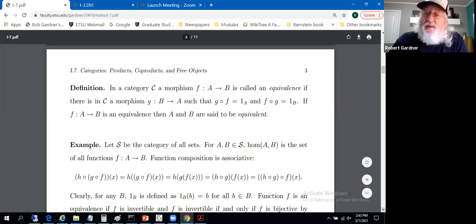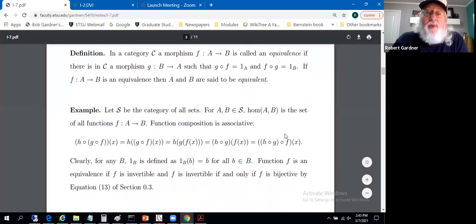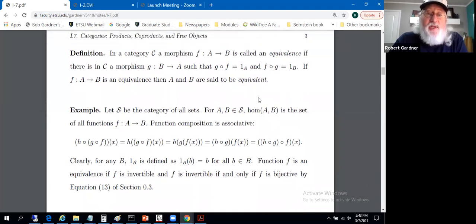But equivalence will play a big role. Let's go for something a touch more tangible. Let's talk about sets and groups. First example, let calligraphy S, I'll use calligraphy fonts to indicate these categories, be the category of all sets.